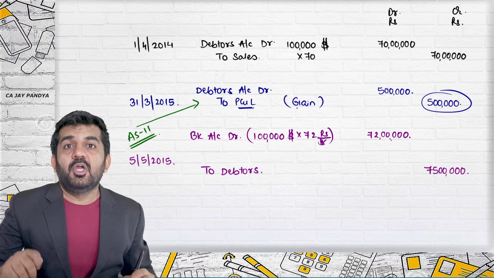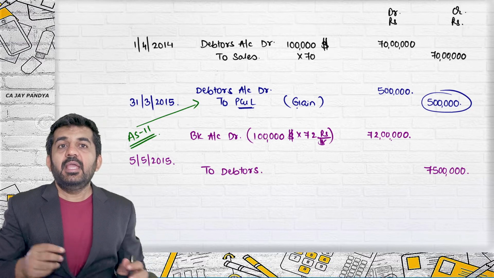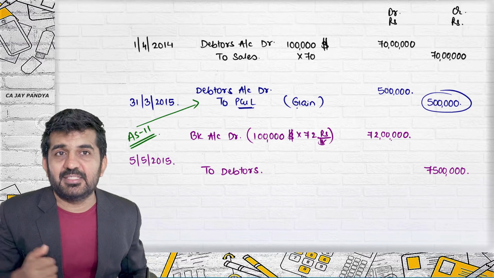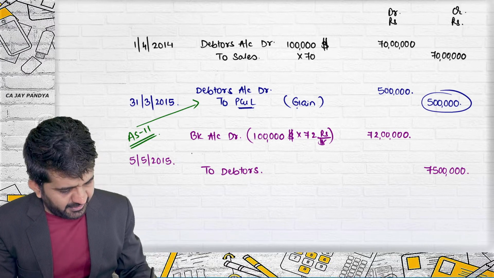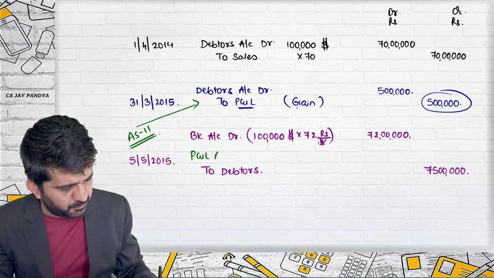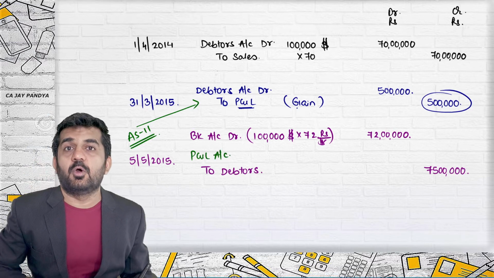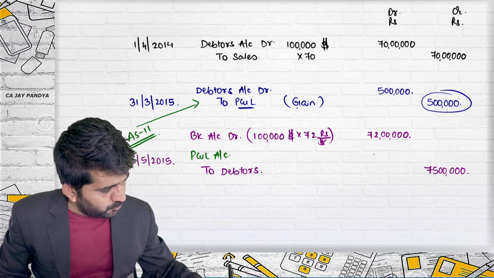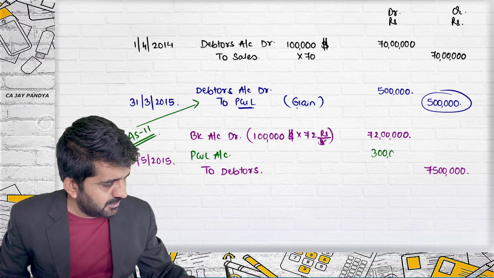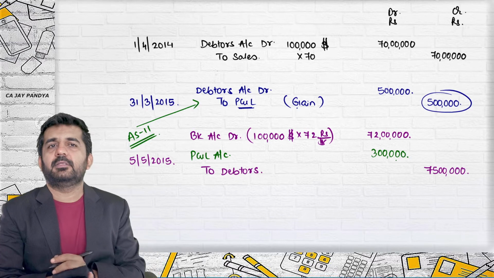All right. Again, AS 11 will tell us what to do about this difference, and believe me, it tells us that it should be transferred to the P&L account. And now understand, it is your loss, of how much rupees? 3 lakhs rupees. All right.